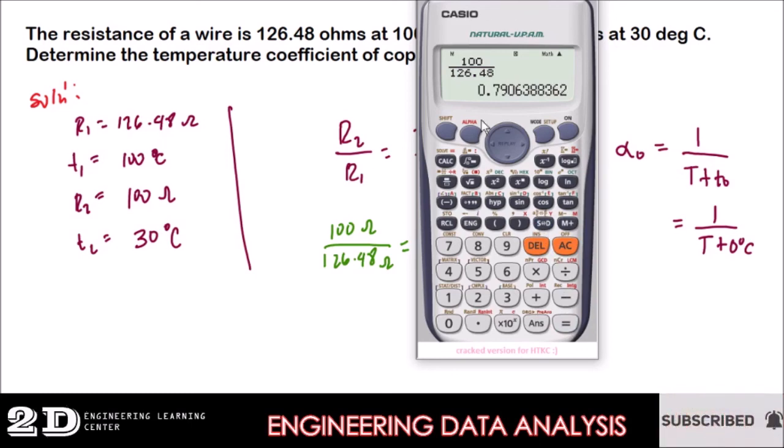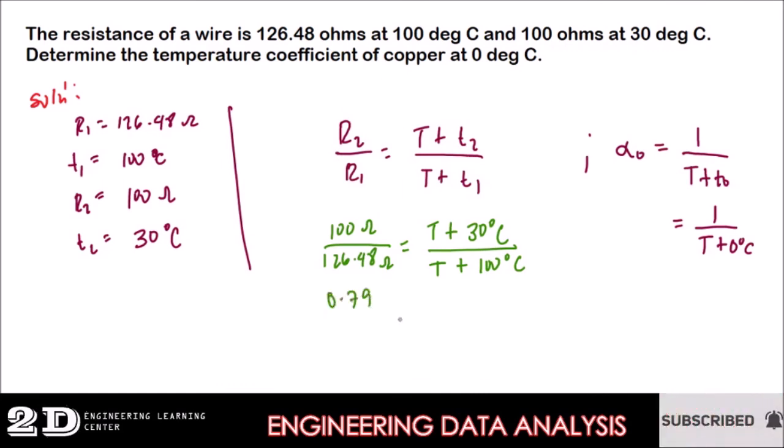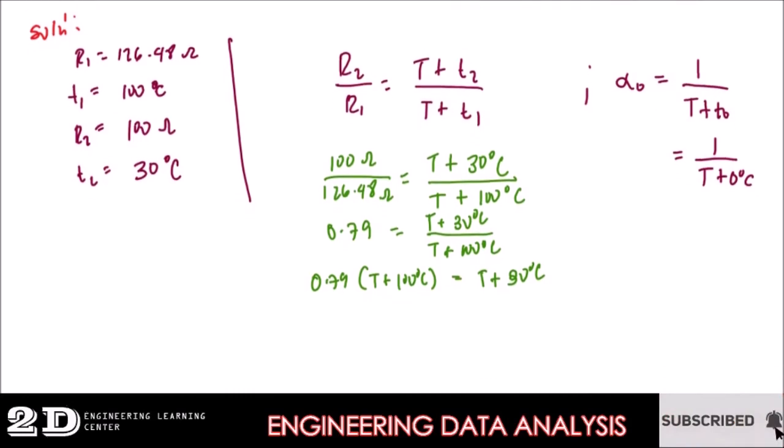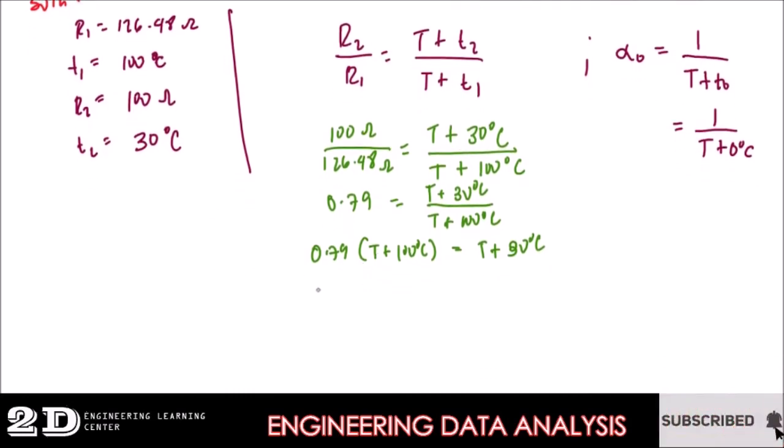So 0.79 is equal to T plus 30 degrees Celsius over T plus 100 degrees Celsius. So T pala sa kabila, so yung 0.79 times T plus 100 degrees Celsius. Tapos we will distribute natin ito dito, so we have 0.79 T plus 100 times 0.79, that will be 79.